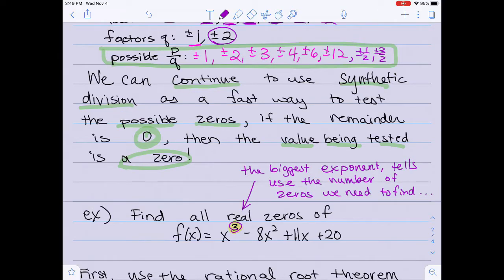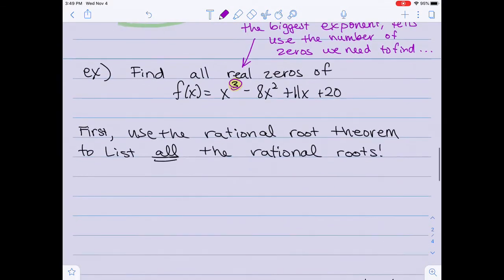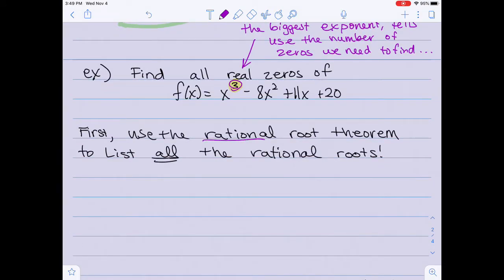Okay, so because the degree here is 3, I know this has 3 zeros. If we're going to find all real zeros of this, we're going to first use the rational root theorem to list all the rational roots. Remember, this is our value of P, and this coefficient here is our value of Q.